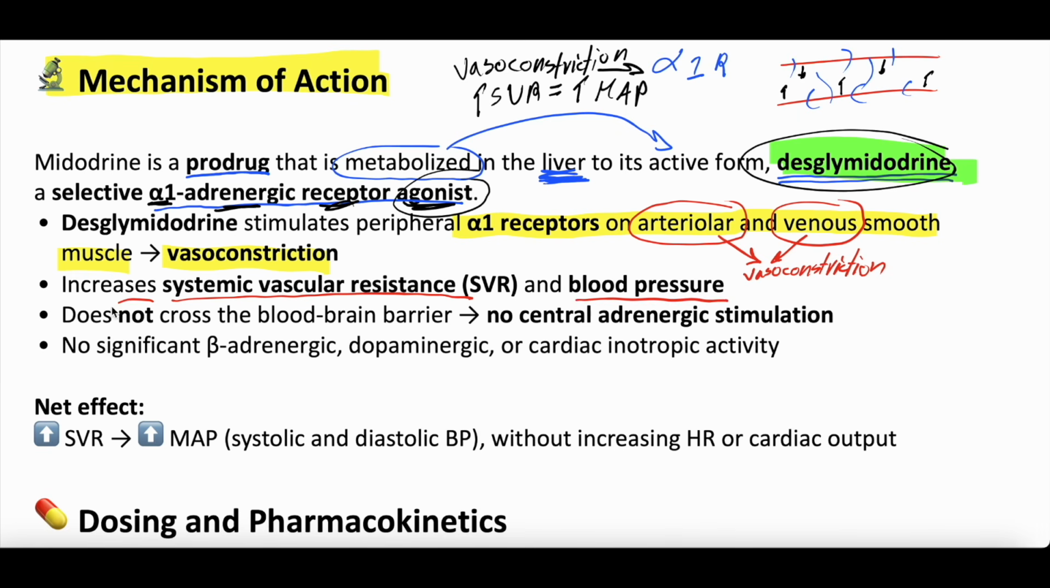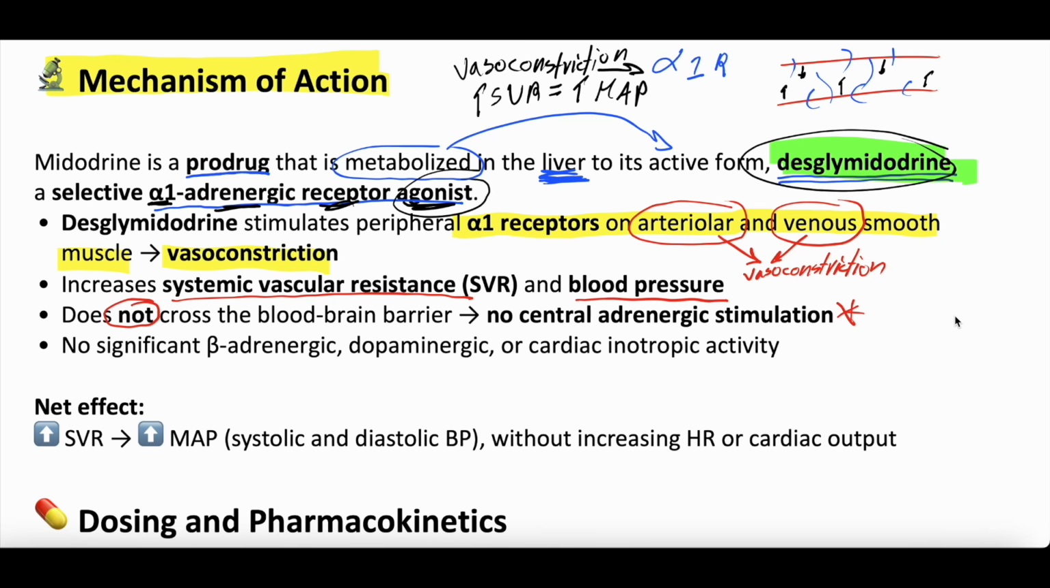It does not cross the blood-brain barrier, so there's actually no central adrenergic stimulation. For those unfamiliar, adrenergic, this word we keep talking about, refers to catecholamine-based mechanisms of action. So adrenergic, catecholaminergic, catecholamine-based vasopressors are all kind of synonyms.